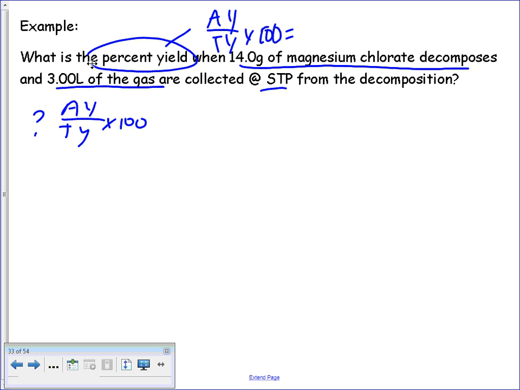My first piece of information is 14 grams of, what's magnesium chlorate? Mg(ClO3)2. All right, so that's our first given. It's decomposing, right? So what do you think we're probably going to be writing now? The VCE? Yeah, VCE. So before you even move on, I know I have to write this VCE.